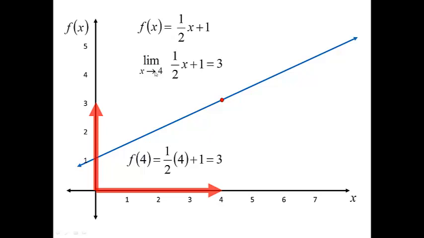That means you're going to put this 4 in, as the limit for x goes to 4. So we're going to put the 4 in here. 4 times a half. Half of 4 is 2. 2 plus 1 is 3. So that's how we get this 3 here. Did that make sense? All right.